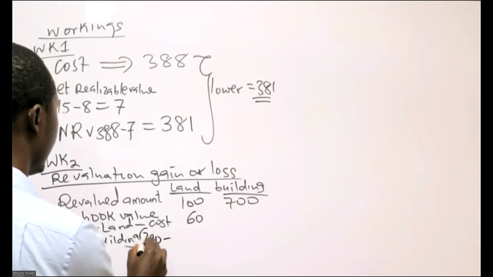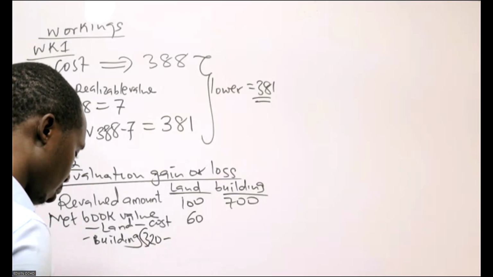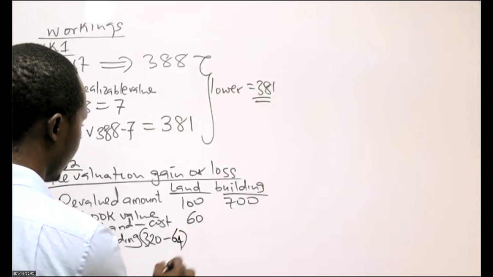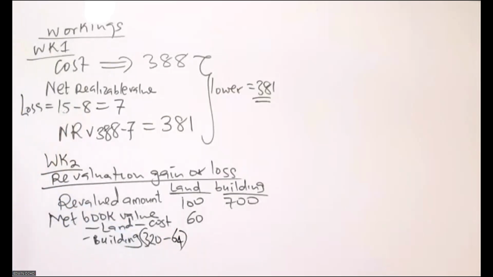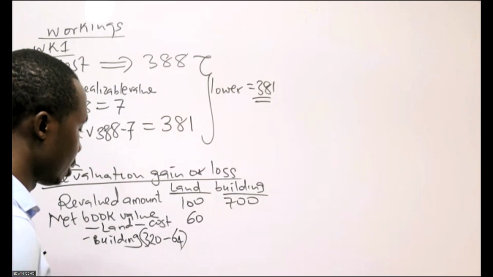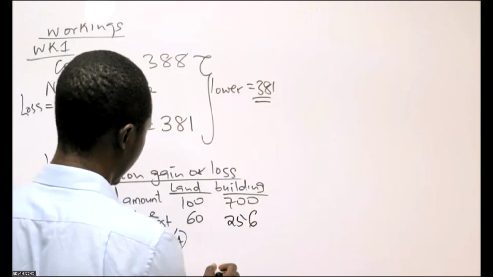So minus now the accumulated depreciation, which is given in the trial balance. After the land and buildings, there is an accumulated depreciation of 64. So if you take 320 minus 64, that is 256.